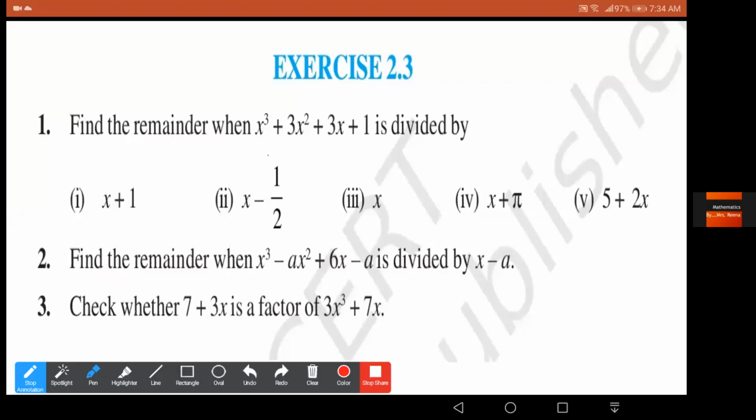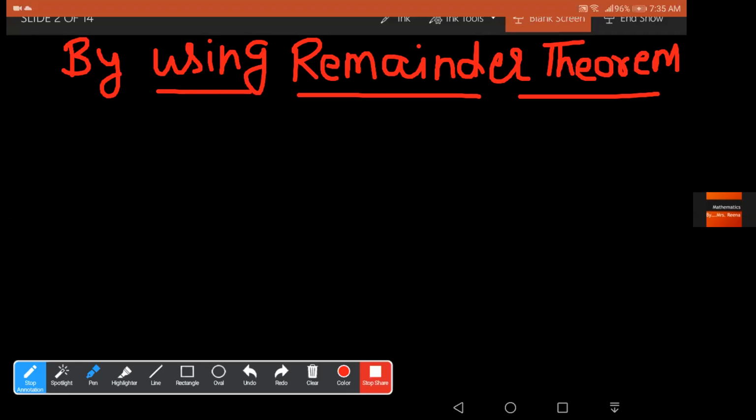So this is our exercise and the first question is: find the remainder when a given polynomial is divided by x plus 1 or x minus half, x, x plus 5 or 5 plus 2 pi. So can we find out the remainder without division? Yes, we can find out the remainder without division. बिना divide करे भी हम remainder find कर सकते हैं. How we can do that? We can do that by using remainder theorem.